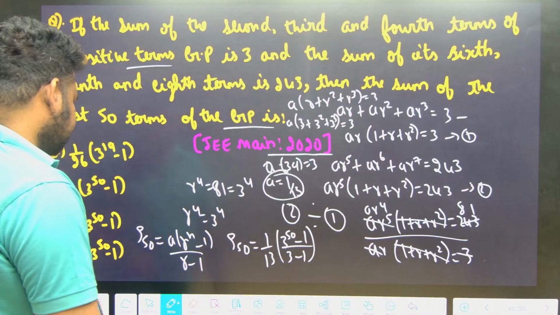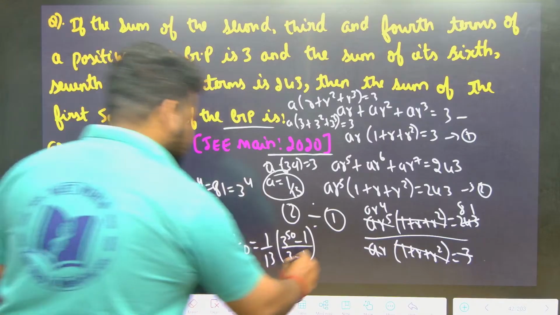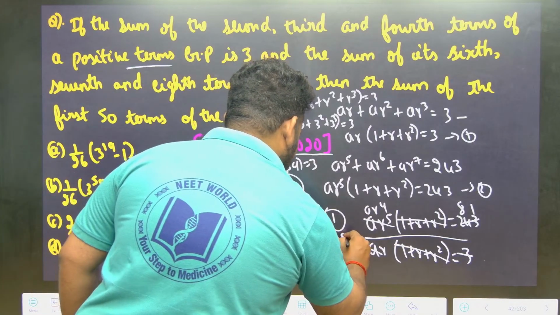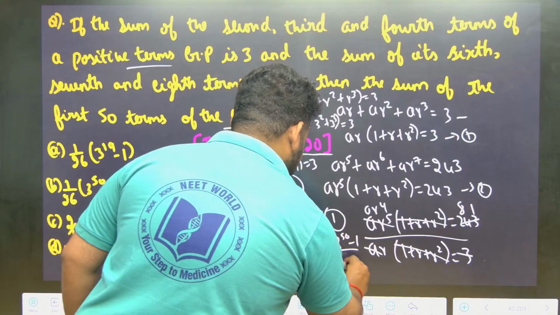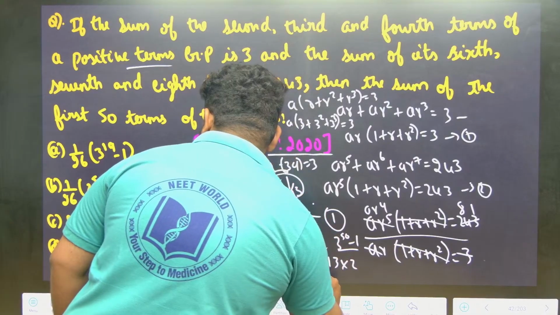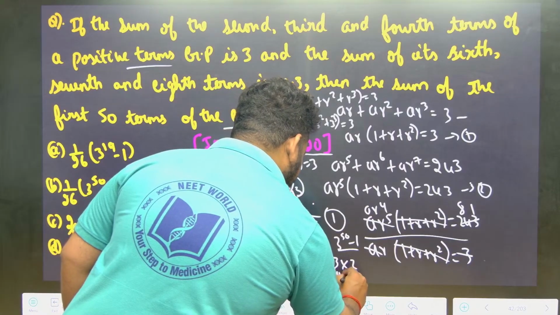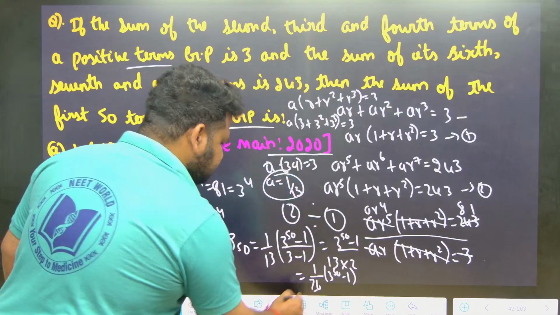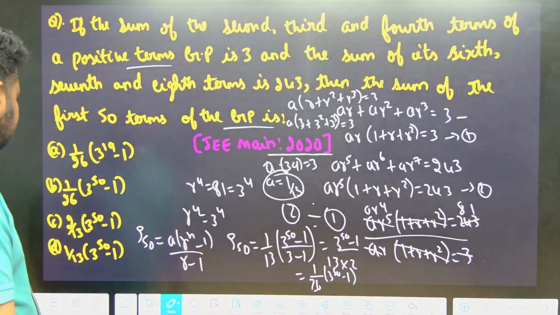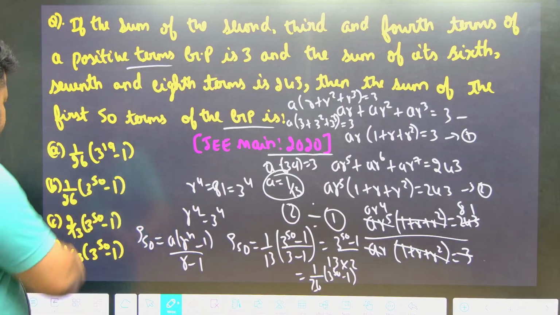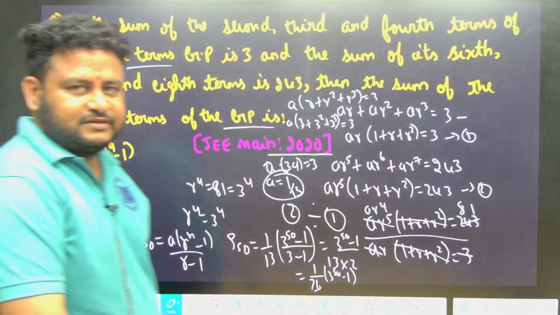Okay, 1 by 13 into 3 minus 1, that is nothing but 2. So 3 power 50 minus 1 by 13 into 2. So that is what we will get: 1 by 26 into 3 power 50 minus 1, which is nothing but the second option, friends.